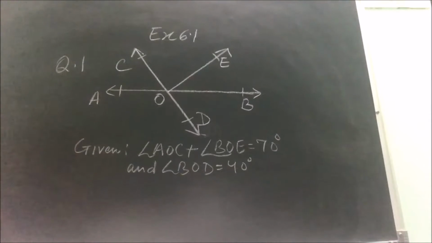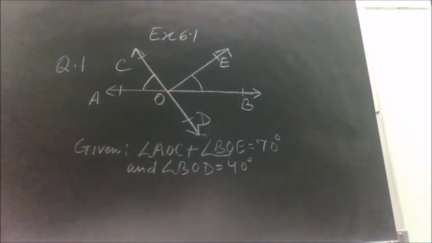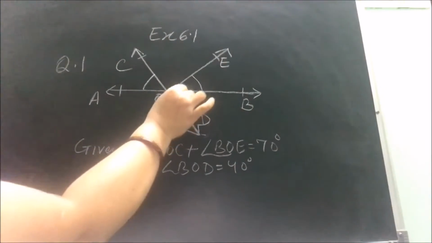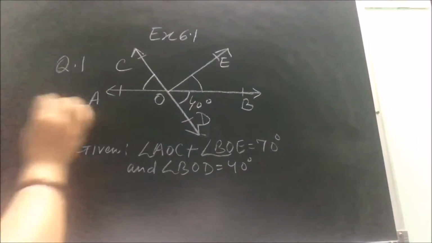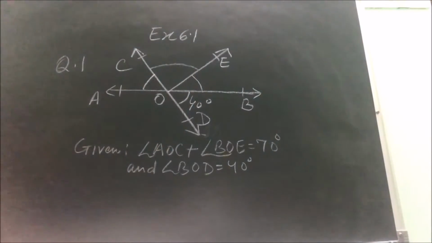Today we will do question number 1 of exercise 6.1. The figure is given to us, and angle AOC plus angle BOE is equal to 70 degrees, and this BOD is 40 degrees. It is given. So we have to find out the reflex of COE. To find the reflex of COE, first of all we have to find angle COE.